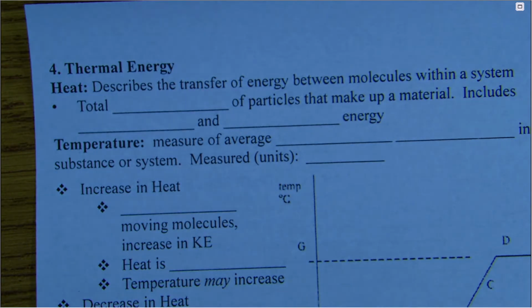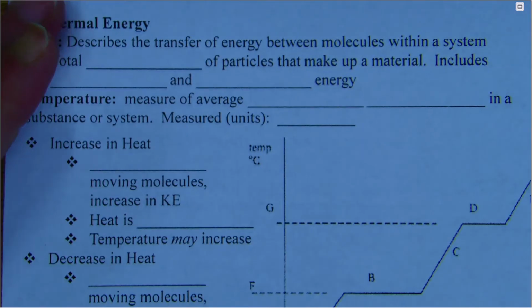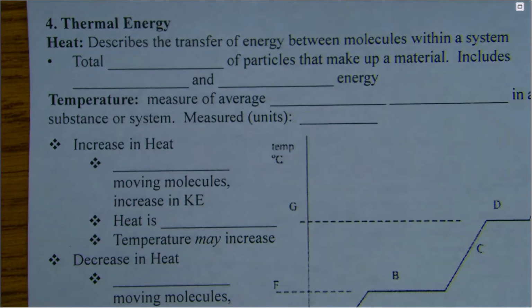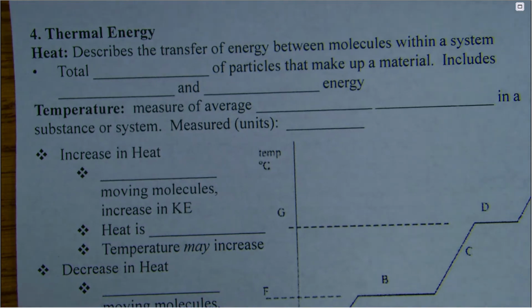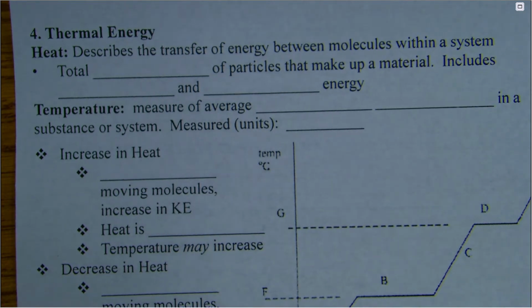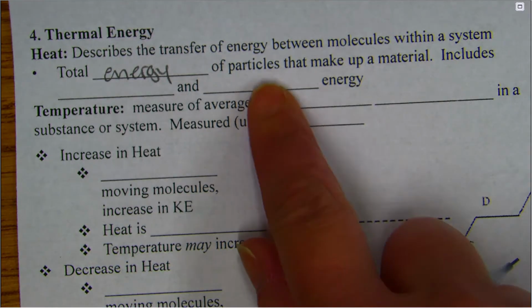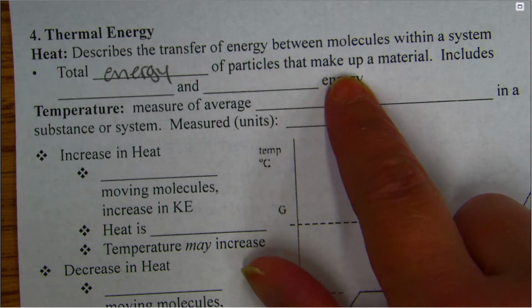All right, so we're going to continue energy today. And in this, we're going to do some review of our chemistry unit that was the first half of this course. So thermal energy is heat, and it is described as the transfer of energy between molecules within a system. It is the total energy of particles that make up a material. It is going to include both kinetic and potential energy.